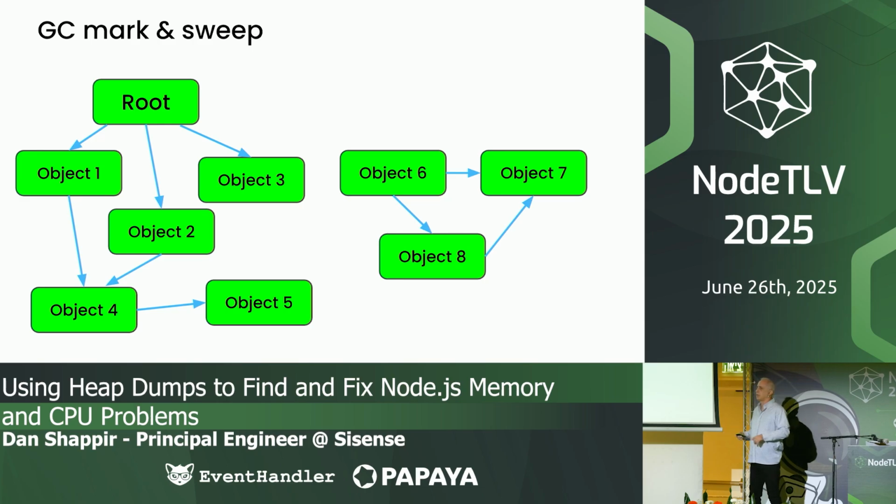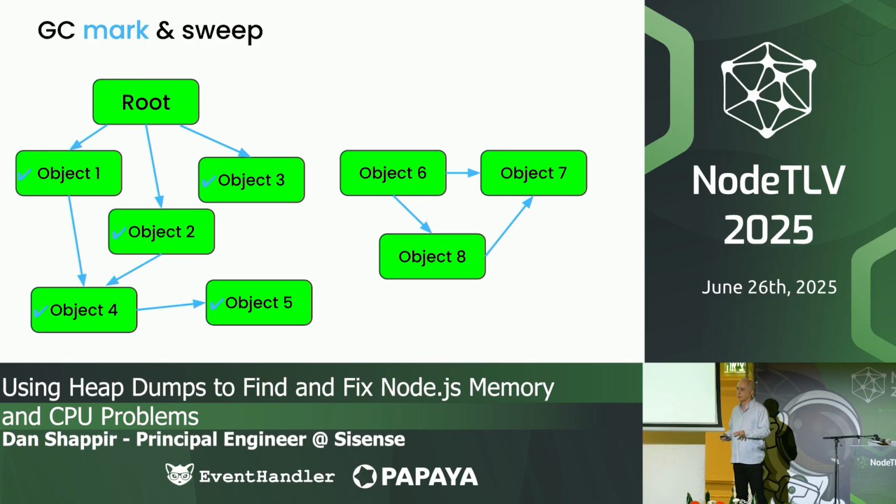Now, when the garbage collection kicks in, the first stage is called mark. And what happens is that it starts from the roots and then goes and scans all the objects in the heap and marks every object that it finds until it cannot mark any new objects. And of course, the objects 6, 7, and 8 have not been marked because they're not reachable from the root. They're reachable from each other, but they're not reachable from the root.